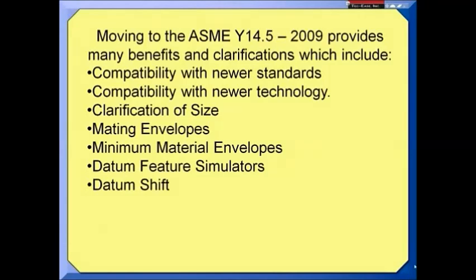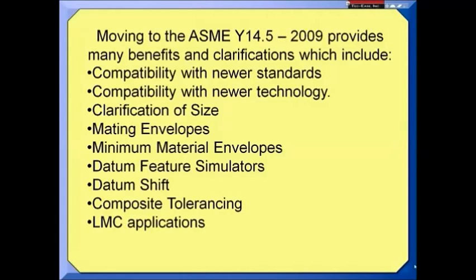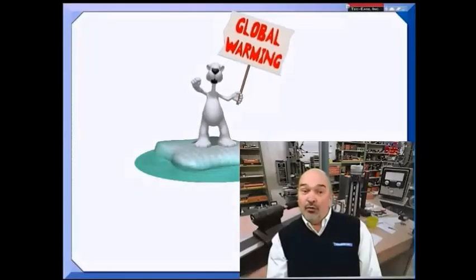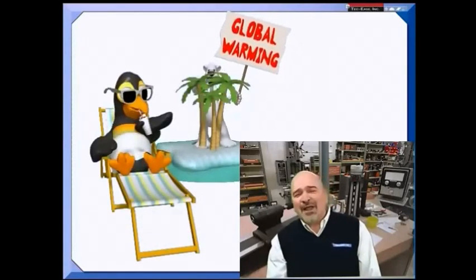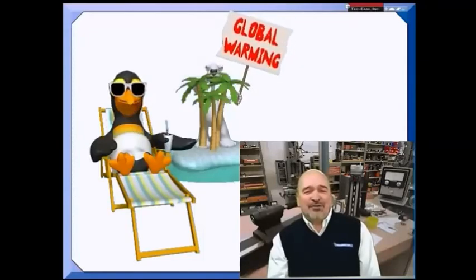Datum shift, which is an area that a lot of people have confusion, has been expanded and clarified. Composite tolerancing has been expanded to include more than two segments in a position or a profile composite tolerance. Least material condition applications have been expanded, and the list of benefits just goes on and on. So, you can protest going to the 2009 revision of the Y14.5 standard, or you can relax and enjoy the benefits that it provides. The most important thing, of course, is to follow whichever standard your drawing is made to, because at Tec-Ease, GD&T rules.